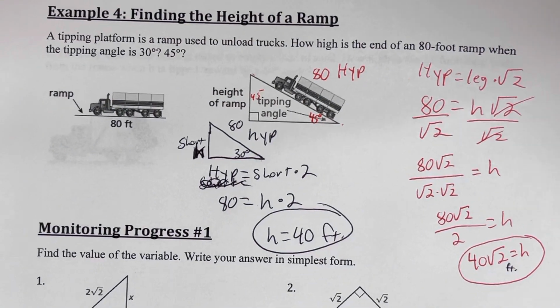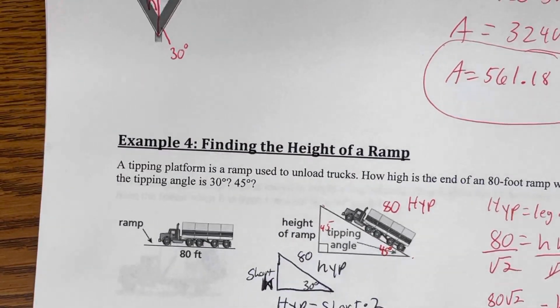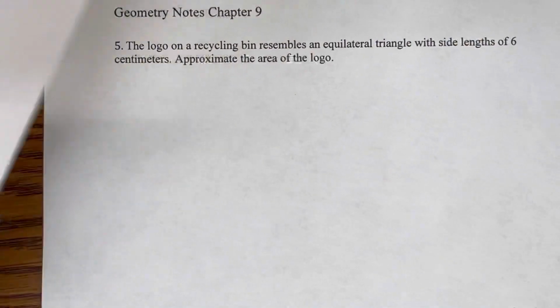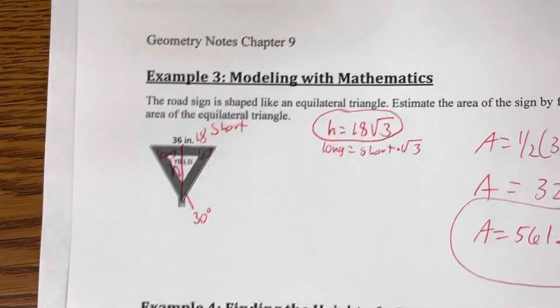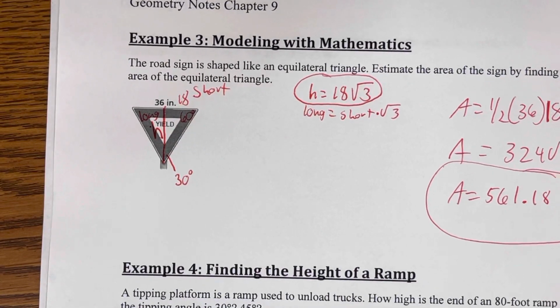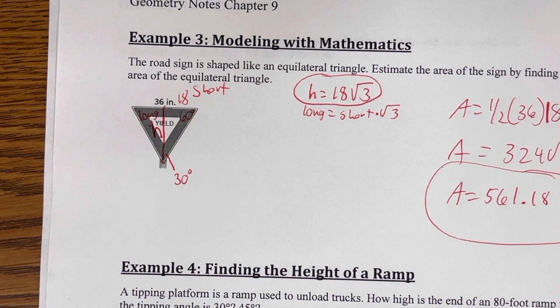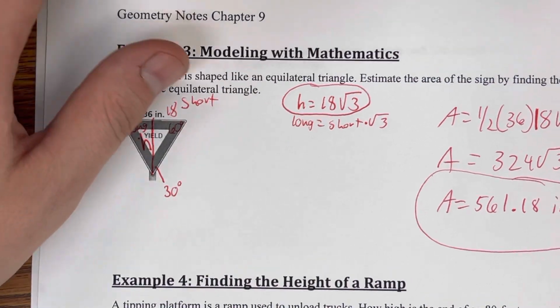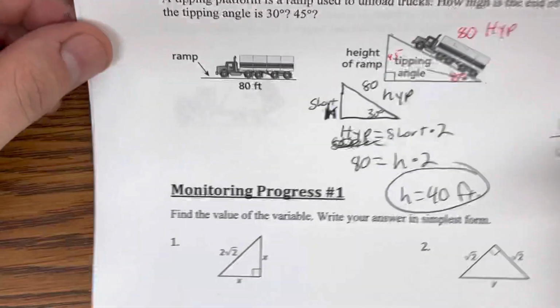And that should do it for that. The next couple of examples here for the monitoring progress, the next 4, involve some 30, 60, 90 and some 45, 45, 90. So my recommendation here is to hit pause, see how you do on the next 4, and then come back. All right, hopefully you had some success.